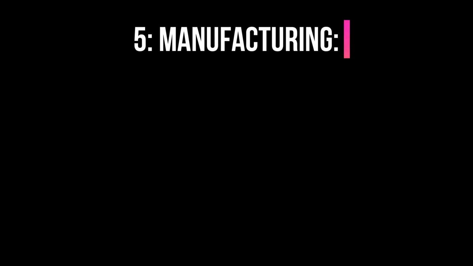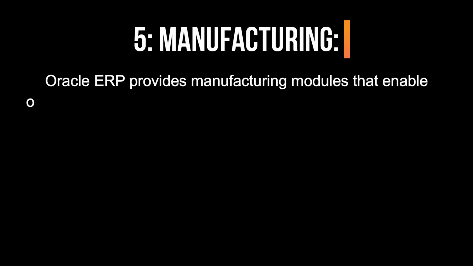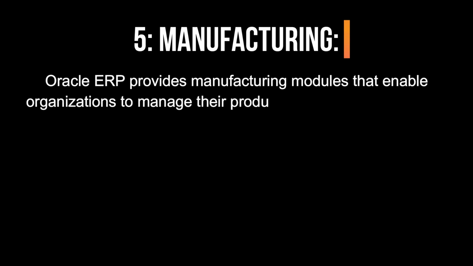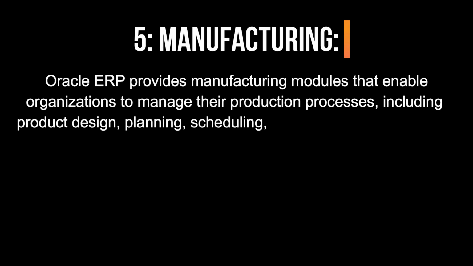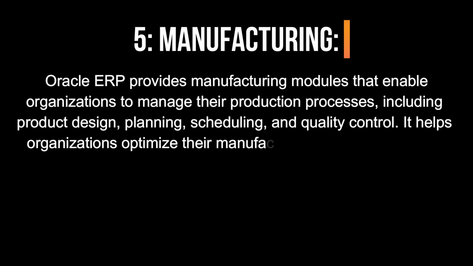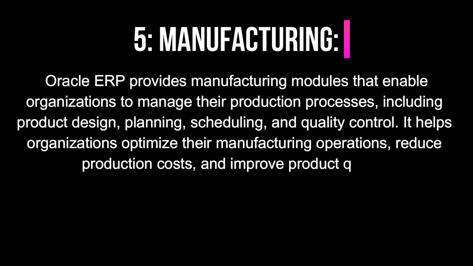5. Manufacturing. Oracle ERP provides manufacturing modules that enable organizations to manage their production processes, including product design, planning, scheduling, and quality control. It helps organizations optimize their manufacturing operations, reduce production costs, and improve product quality.